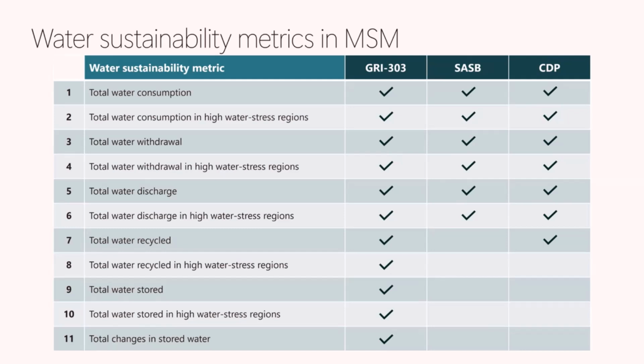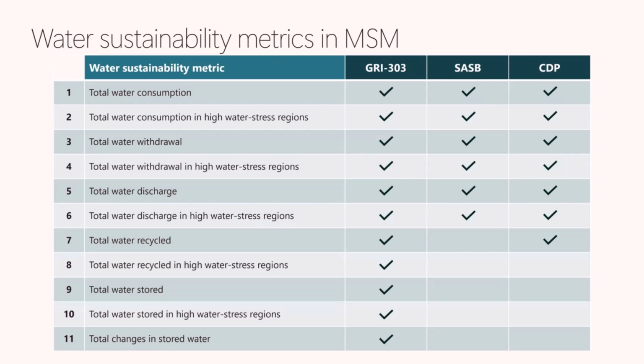Some of the MSM water sustainability metrics are as follows. As you can see, there are 11 metrics that we are covering in MSM, and the tick indicates that in each of GRI, SASB, and CDP, these metrics were mandatory metrics covered as a part of MSM. GRI has 11 mandatory water sustainability metrics, SASB has 6, and CDP has 7. These are already covered in MSM.